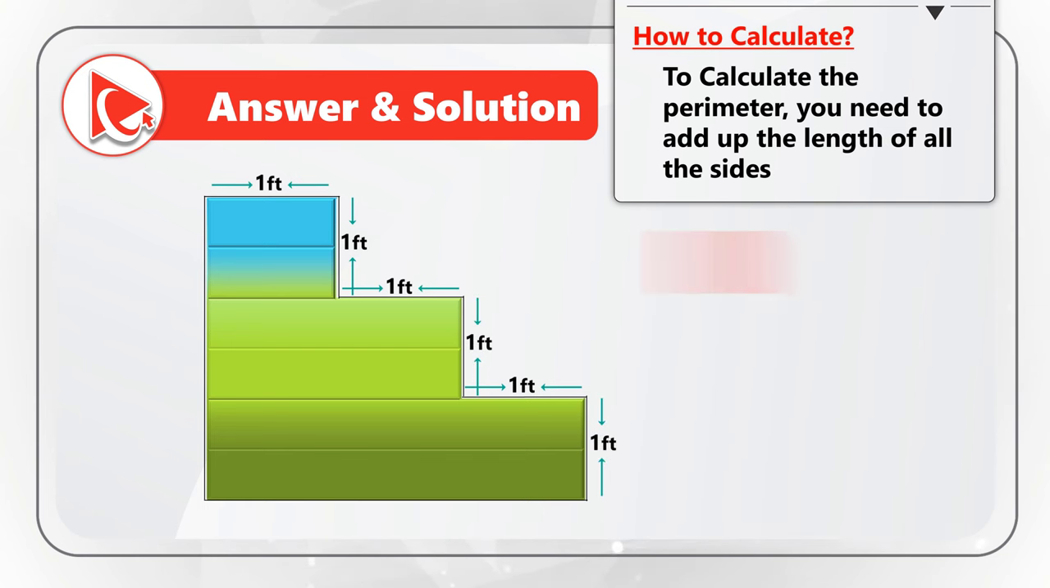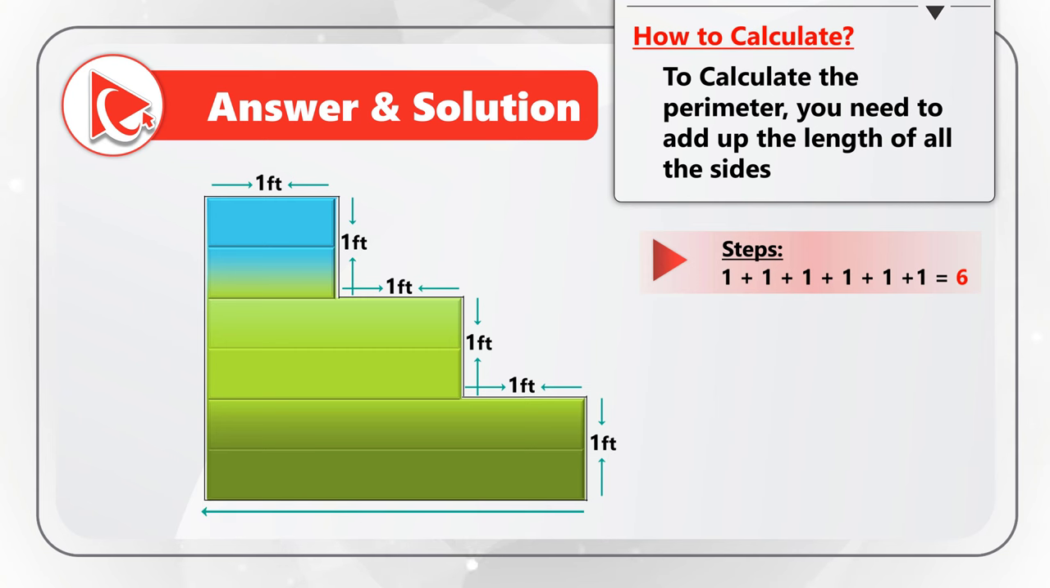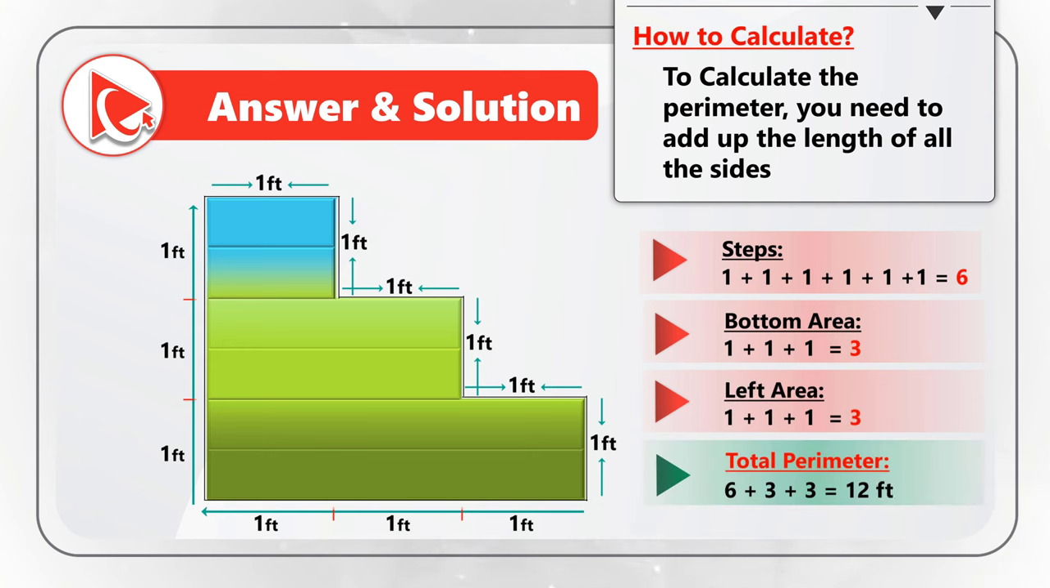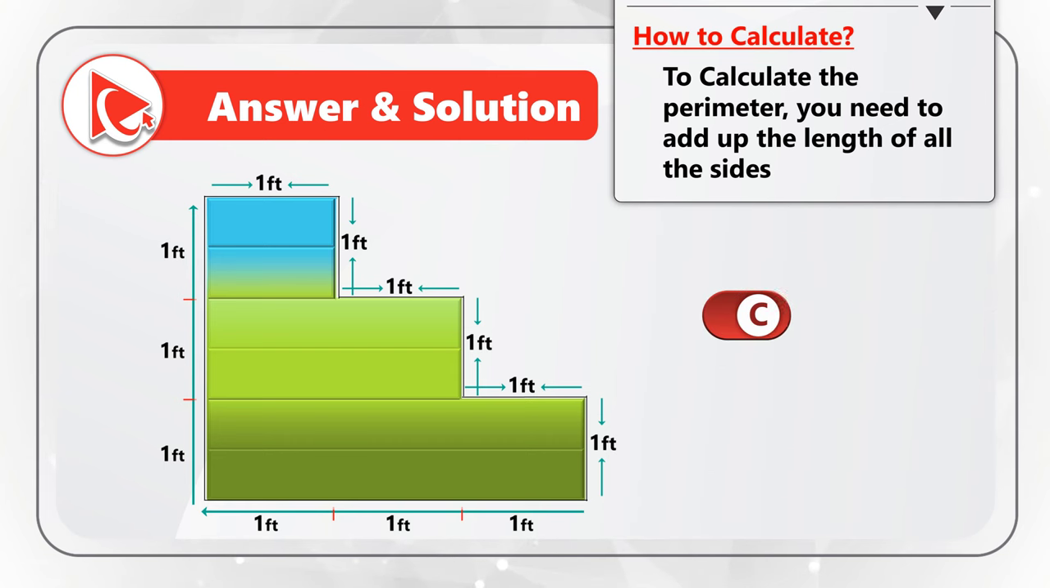So for the steps we calculate 1 foot plus 1 foot plus 1 foot plus 1 foot. And then you do it 6 times because it has 6 sides, which means that the perimeter of all the steps would be 6 feet. The bottom side, based on the measurements, would be 3 feet. And the left side would be 3 feet as well. So the total perimeter would be 6 feet for the steps, then 3 for the bottom. And we also need to add 3 feet for the left side, which would total 12 feet. So the correct answer here is choice C, 12 feet.